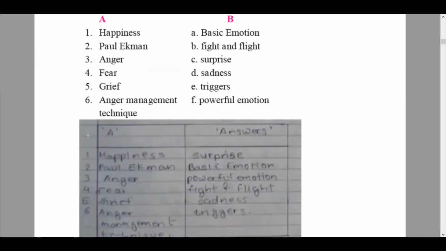So here, our first part of column A, that is happiness, this matches up with surprise. Then we move forward to our next one, that is Paul Ekman. This matches up with our basic emotions. Anger. Anger matches up with being a very powerful emotion, that is F. Then we have fourth one, that is fear. This matches up with fight or flight response.